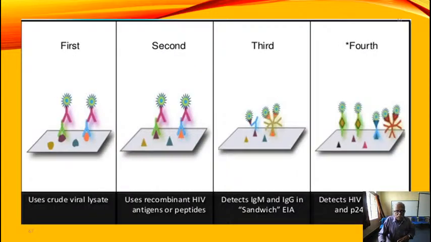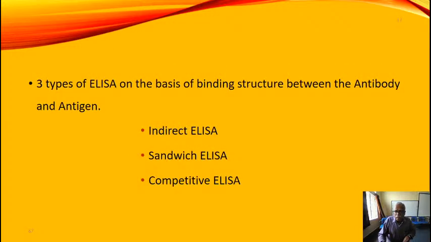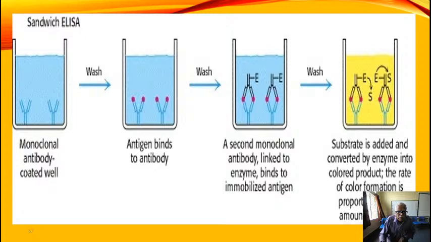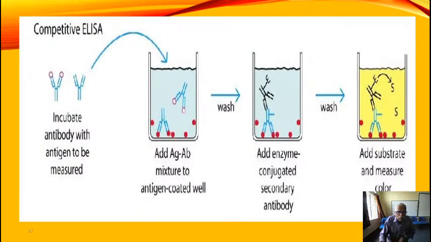So there are all the first generation, second generation in schematic representation, and the various methods of this antibody detection, that is indirect detection, then competitive detection, and sandwich type of detection. That is between two antigens, the antibody is sandwiched. So these are the various methods of detection of antigen-antibody reaction. This is indirect ELISA, wells, and this is sandwich ELISA, competitive ELISA.